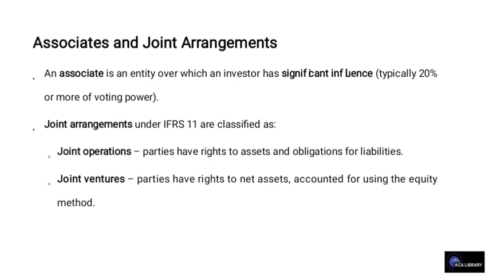Let's look at associate and joint arrangements under this module. An associate is an entity over which an investor has significant influence, typically 20% or more of voting power. And when we talk about the joint arrangement under IFRS 11, this is classified as joint operation and joint venture. For joint operation, it means parties have rights to assets and obligations for liability, and for joint ventures, parties have rights to net assets accounted for using the equity method.